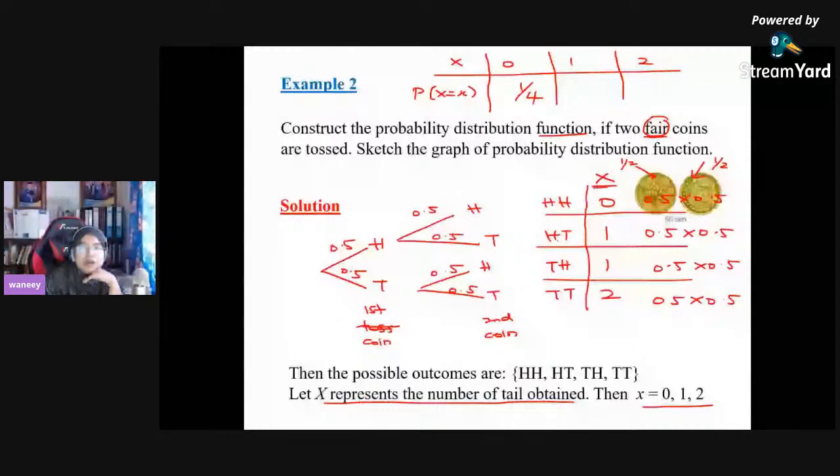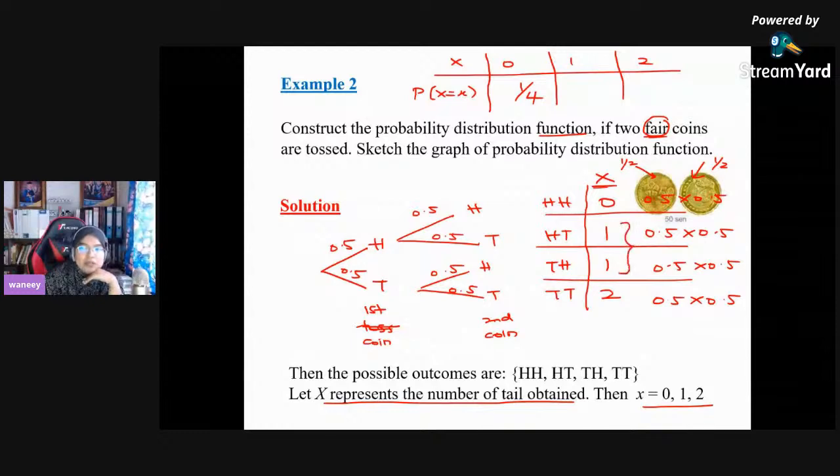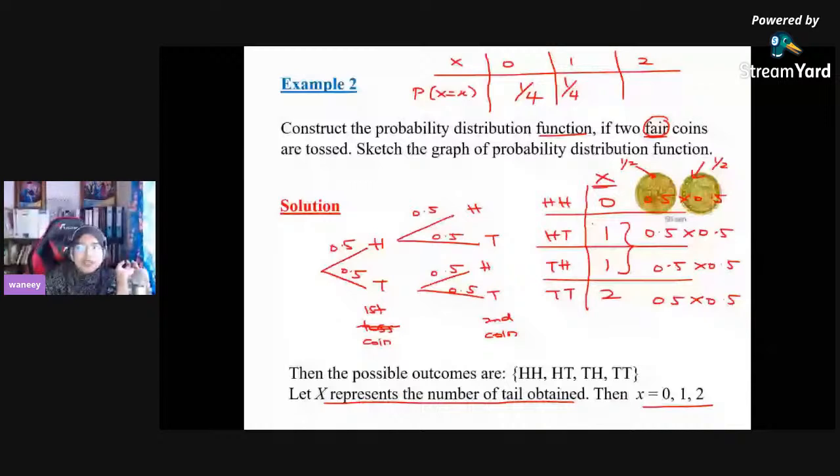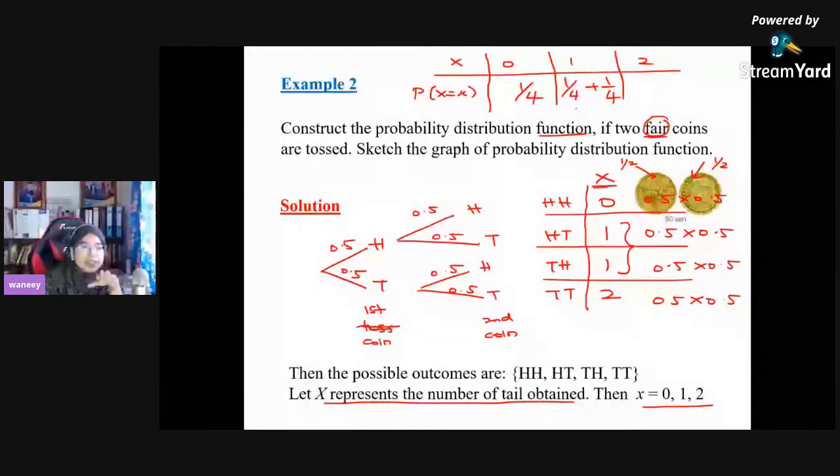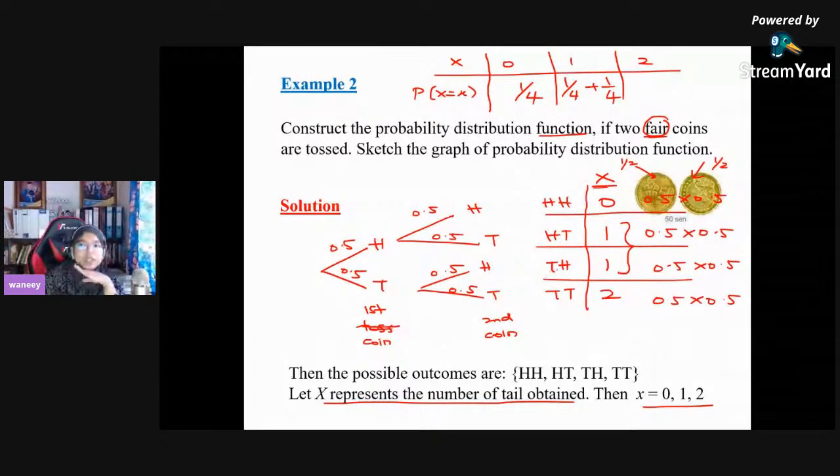Okay, so how do we obtain X equal to 1? There are two ways to obtain X equal to 1. We can either get a head and a tail, or a tail and a head. So there are two probabilities. The first one is 0.5 times 0.5, which is 1 over 4 or 0.25. But then we do have another one where we have 0.5 times 0.5. So you should add them together. This is all the possibility to obtain X equal to 1. The first one comes from head and tail, the second one comes from tail and head.